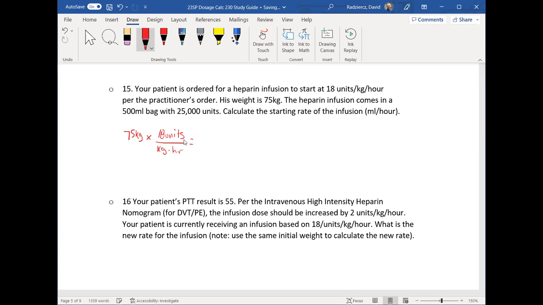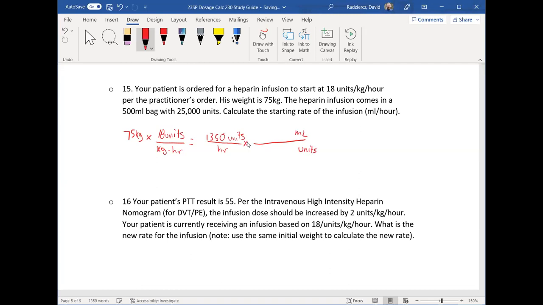That's going to give me, so 75 times 18 will be 1,350 units per hour. I'm going to multiply by my conversion. So I don't want units, right? But I do want milliliters.